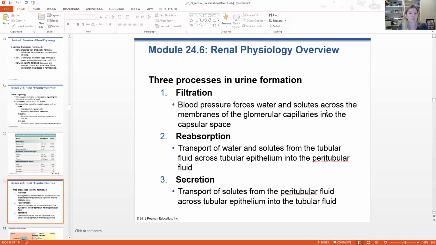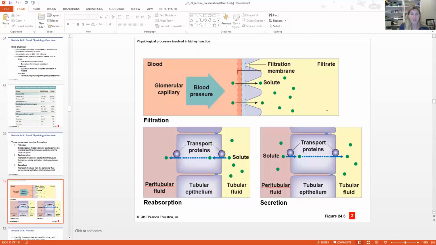It's called the peritubular fluid or the peritubular space, right? Then we have secretion. Secretion is how we're transporting solutes from the peritubular fluid into our tubular fluid. So again, pulling stuff back in. This is done variably, but based on hormones in the DCT and collecting duct. There you see it, blood pressure pushing all of it out into the filtrate, reabsorption, pulling it back in from the filtrate tubular fluid into the peritubular fluid into the blood. And then secretion is the other way, going from the blood to the peritubular fluid to the tubular fluid.